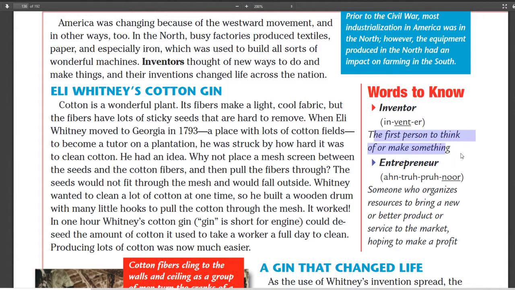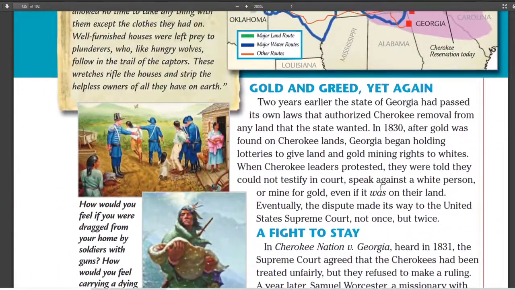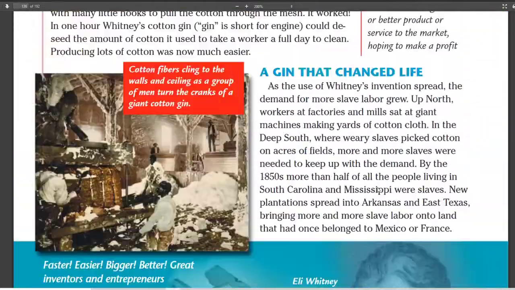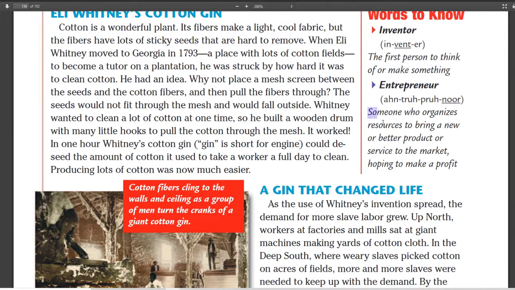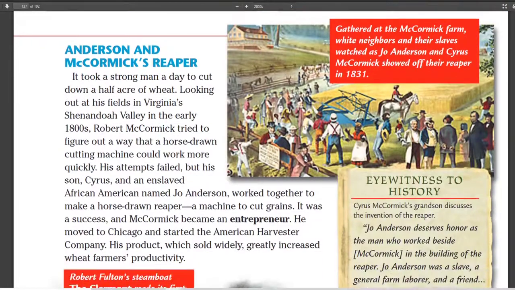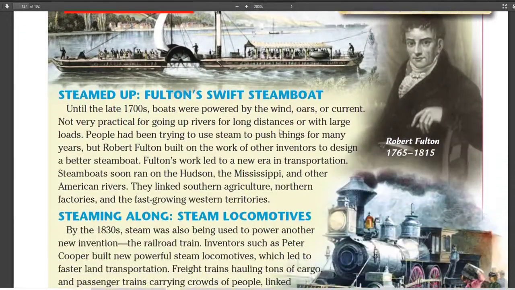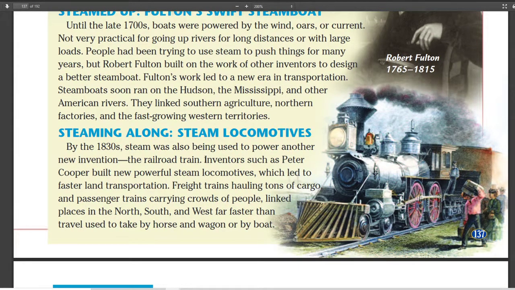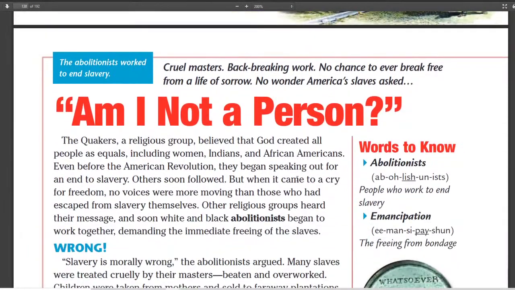Inventor, first person to think or make of something. Entrepreneur, someone who organizes resources to bring a new or better product or service to the market, hoping to make a profit. Now here's where we get into names. So this is where you want to remember names. You got Cotton Gin for Eli Whitney. You got Cyrus McCormick and the Reaper. Robert Fulton and the steamboat, and then you've got Peter Cooper with the steam locomotive.